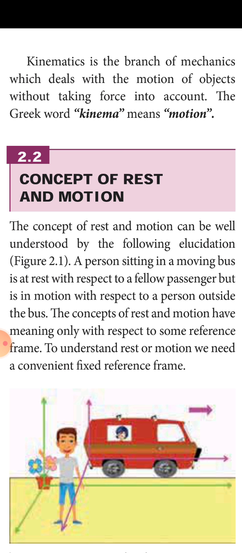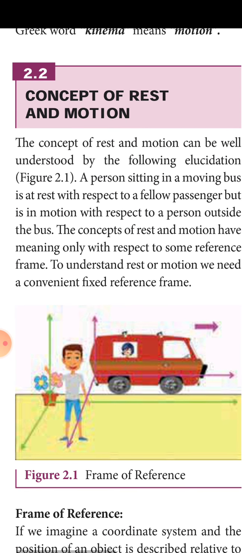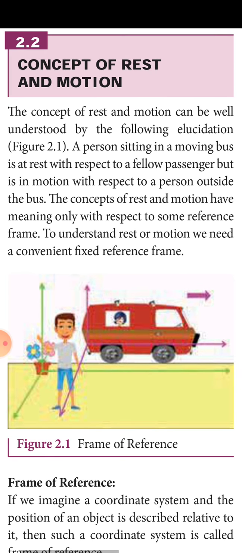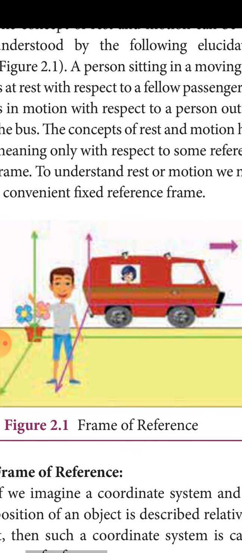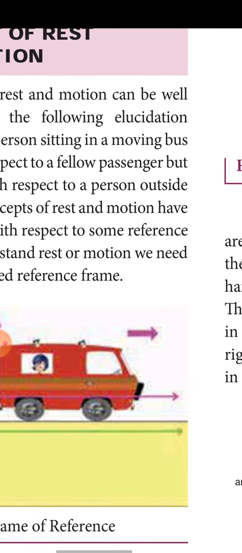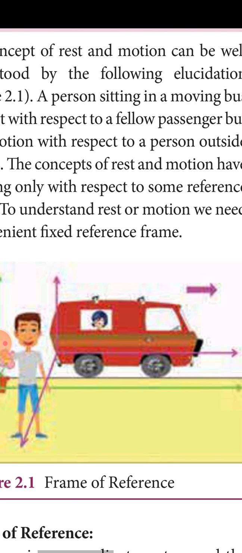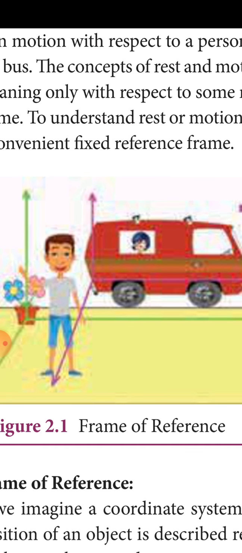The word comes from kinema, which means motion. And second, the concept of rest and motion. Here a diagram will be provided. See the frame of reference topic clearly. This concept of rest and motion can be understood by the following elucidation. The word elucidation means making clear. This is the meaning of elucidation.